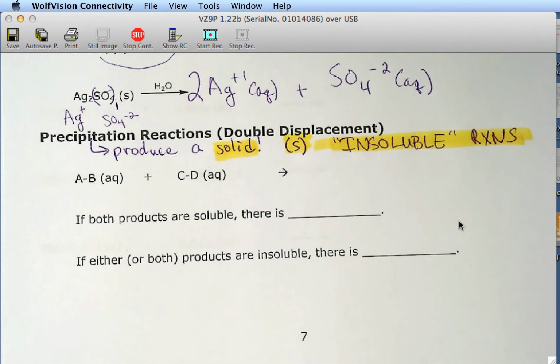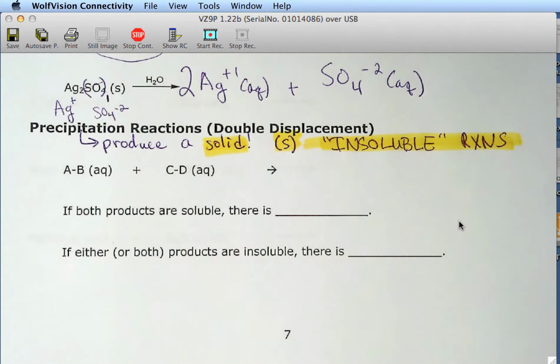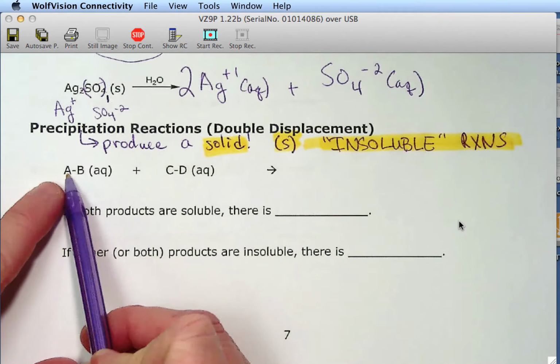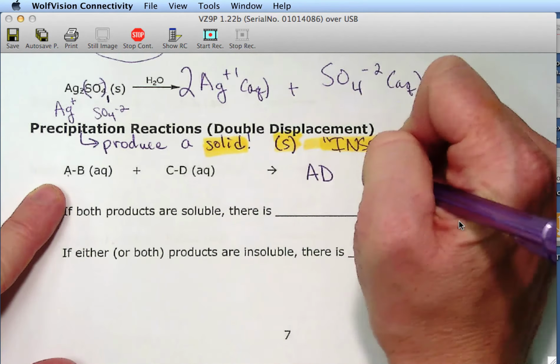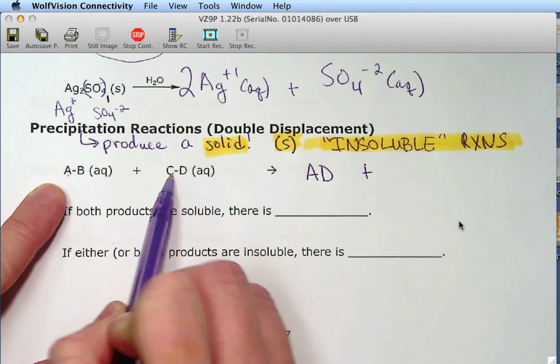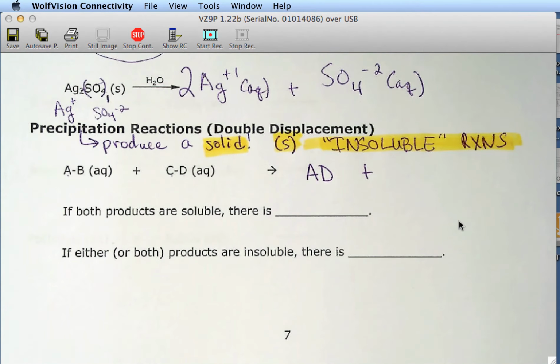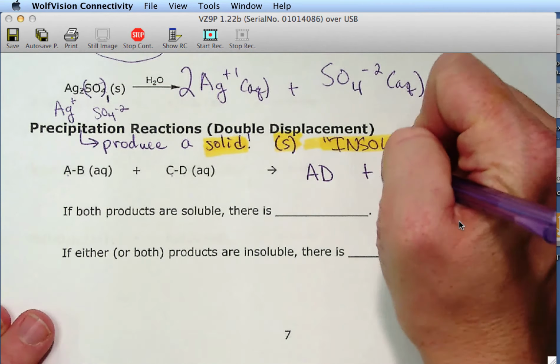So double displacement is a general term that describes what's going on in this reaction. You have two couples that are dancing, and they switch partners. This is what's happening in a double displacement reaction. You have your cation going with an anion, so you have A going with D, and then you have C going with B. And we always write cations first for these formulas, so it's going to be CB.